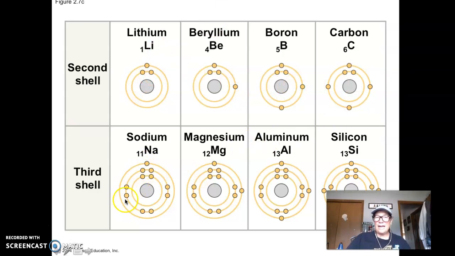These guys, again, you're adding another shell, so it's the same number, 1, 2, 3, 4, and it's actually the group number that they're in. We're determining how many electrons they have on the outside. Those are called valence electrons. Valence electrons are the ones that react to produce more stuff.